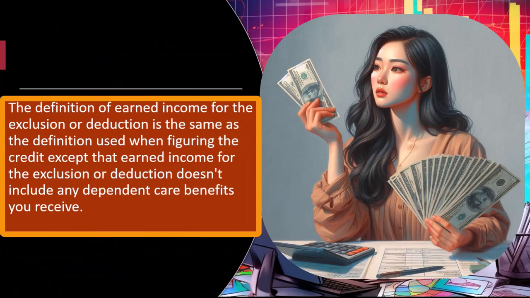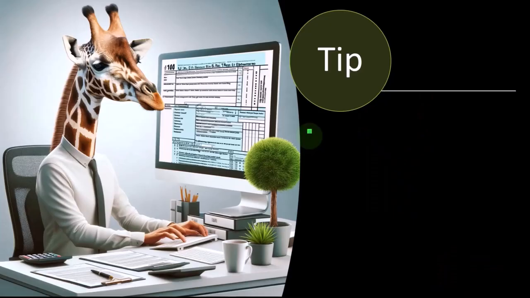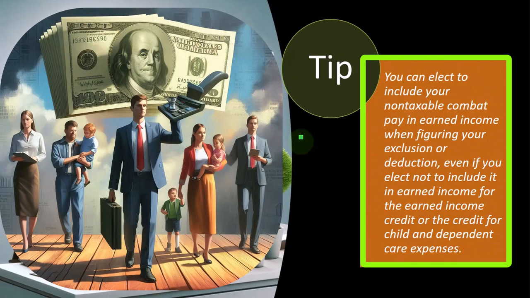The definition of earned income for the exclusion or deduction is the same as the definition used when figuring the credit, except that earned income for the exclusion or deduction doesn't include any dependent care benefits you receive. Tip: you can elect to include your nontaxable combat pay. Once again, we have this combat pay situation we've seen in prior presentations with the earned income tax credit as well. To figure your exclusion or deduction, even if you elect not to include it in earned income for the earned income credit or the credit for child and dependent care expenses.